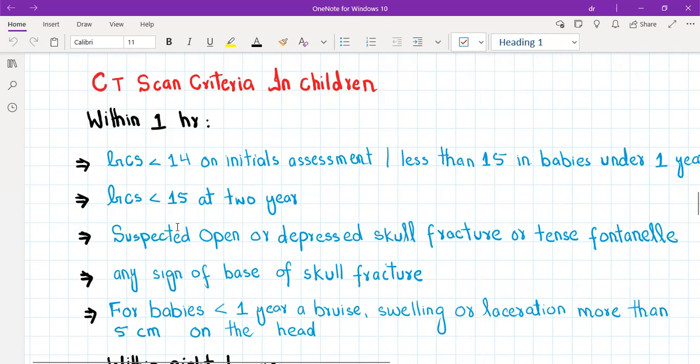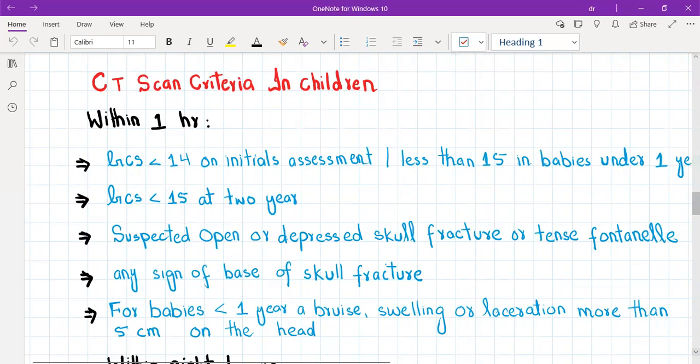This is also the same: suspected open or depressed skull fracture, but as these are kids, you also need to add tense fontanelle. Any sign of base of skull fracture, for babies under 1 year, any bruise or swelling or laceration more than 5 centimeters on the head. So you also need to ask if there was any bruise, and if yes, roughly how much was it in size.